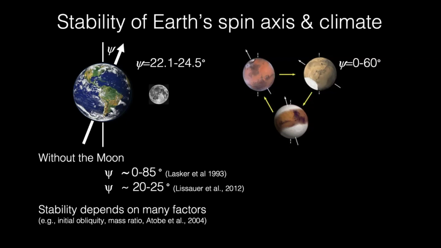People thought that to grow any intelligent life on a planet, you have to have a moon. But a more recent study indicates that the Earth's obliquity would change from 20 to 25 degrees without the moon. So this is still worse than the current obliquity change, but this is not as chaotic as previously thought. And the stability depends on many factors, including initial obliquity and mass ratio. So this is a very complex problem.